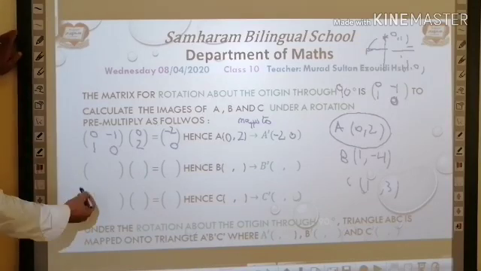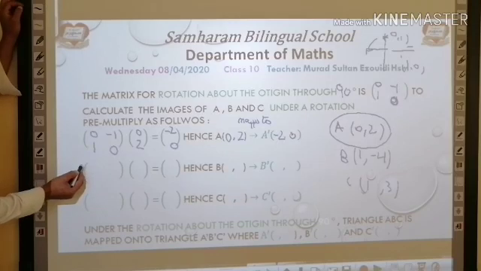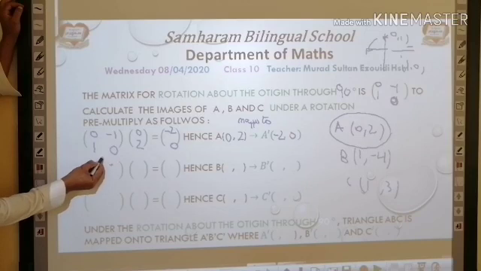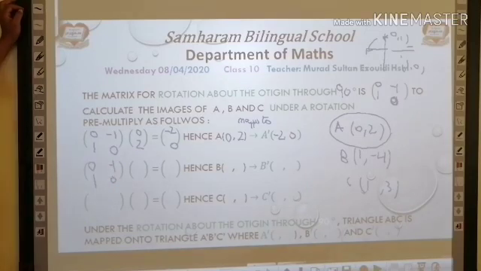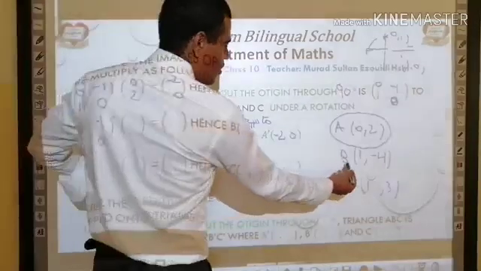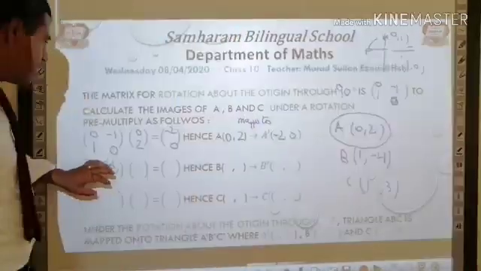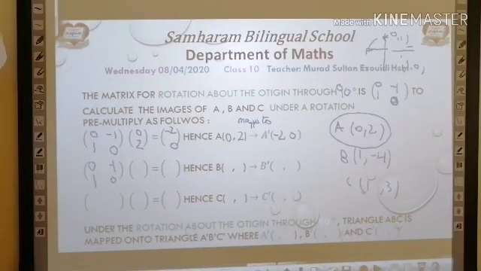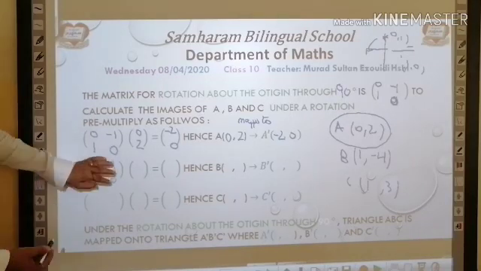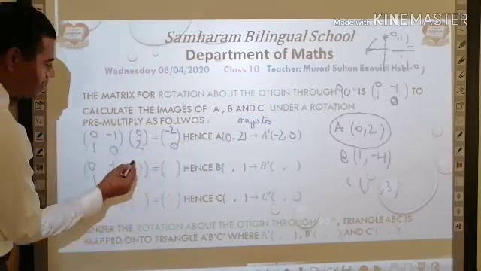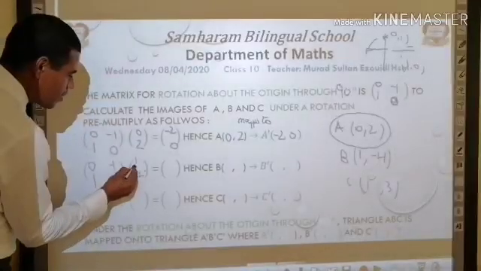The next one. Here we have 0, 1, then negative 1, 0. I will try to transform the point B of coordinates 1, negative 4 in the rotation about the origin through 90 degrees counterclockwise. So this is the matrix for rotation 90 degrees. Multiply by what? By 1, negative 4. Just multiply.